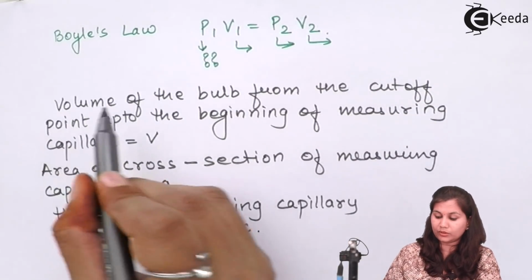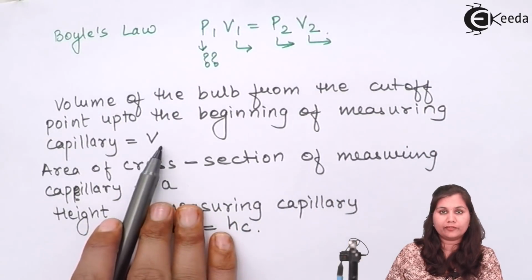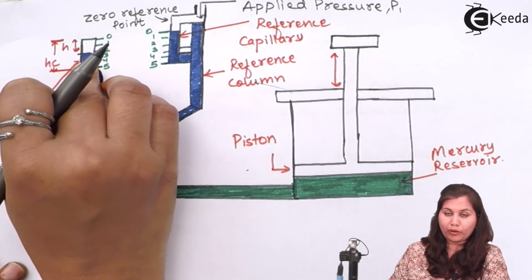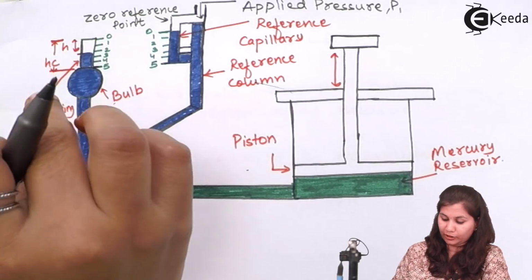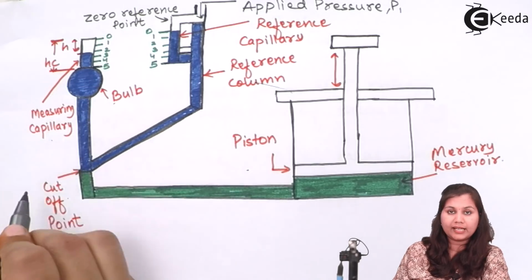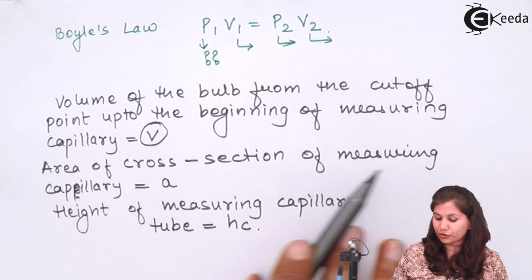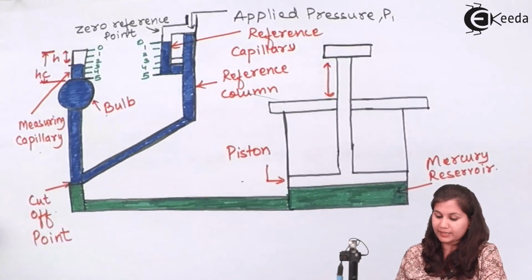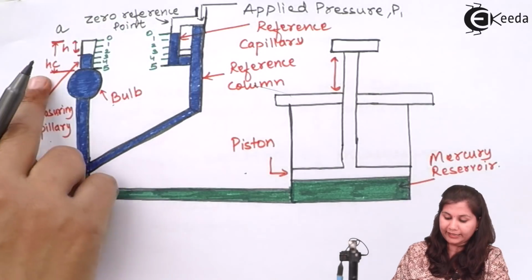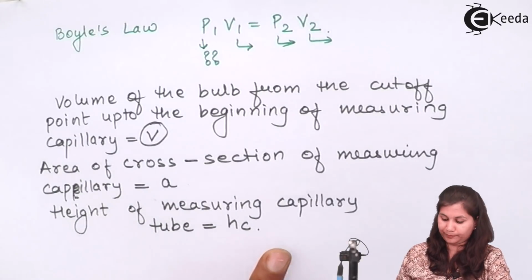Now let us suppose that the volume of the bulb from the cutoff point up to the beginning of the measuring capillary is V. So this is the cutoff point, and this is the point from where the measuring capillary is starting. So the volume of the bulb from this cutoff point to the measuring capillary is capital V. Now the area of cross section of the measuring capillary is small a, and its total height is HC. Okay, the height of the measuring capillary tube is HC.